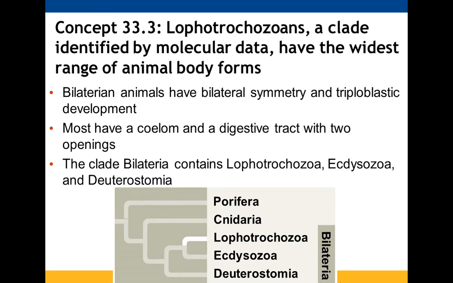Lophotrochozoans. This clade is not going to appear like there's a whole lot of relationships, because they are identified in this clade by their molecular data, so they have a wide range of body forms. They tend to be bilaterian animals with bilateral symmetry and triploblastic development. Most have a coelom and a digestive tract that has two openings. And we can see that they are part of the bilateria clade, along with the ecdysozoa and the deuterostomia.